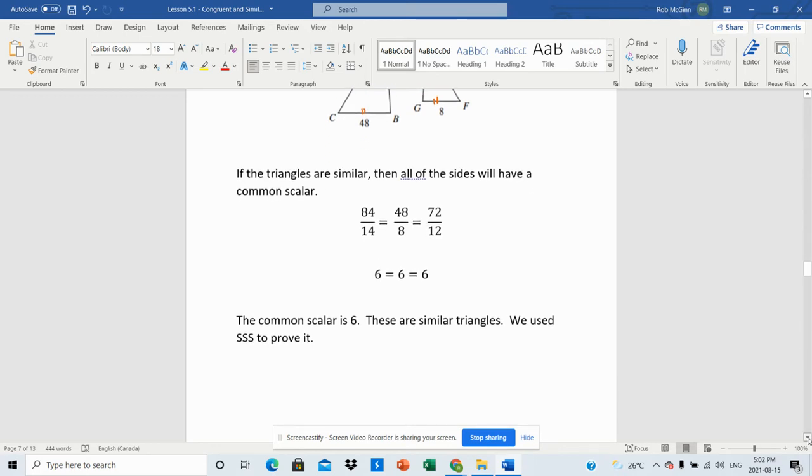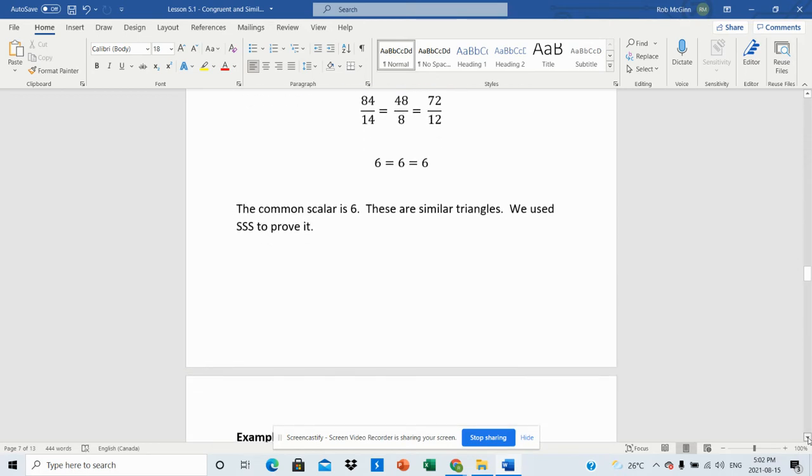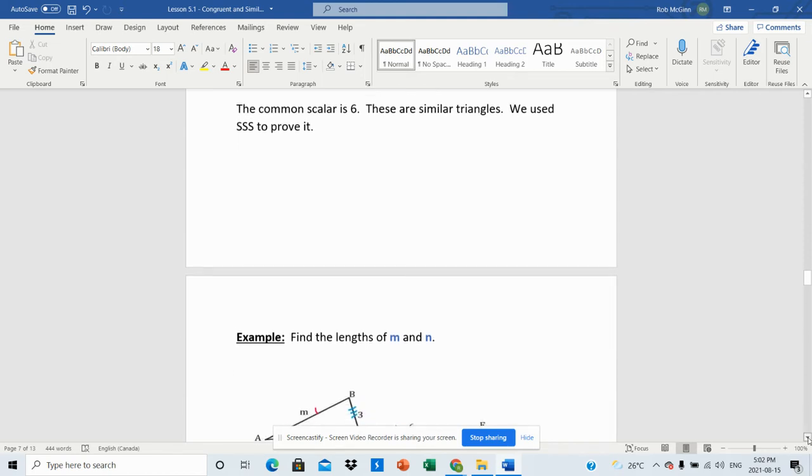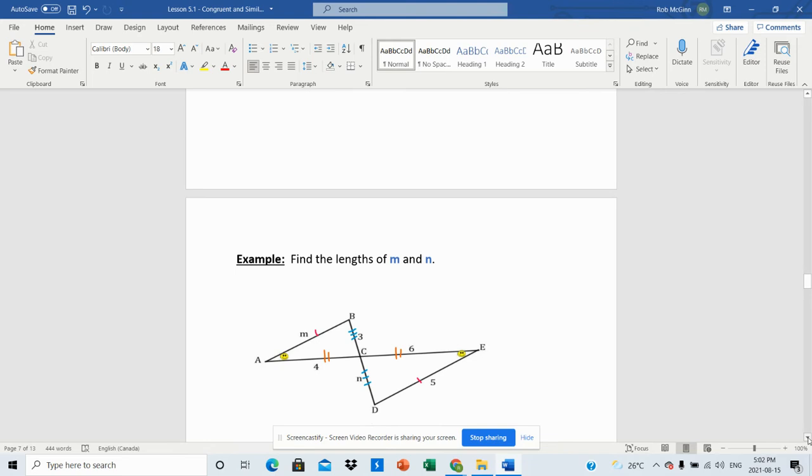All right, so that's example number one. Let's go through a couple different examples. In this one, find the lengths of M and N. I've matched up the corresponding sides, and we can see angle A and angle E are equal. That tells us a little bit about how we can organize our triangles.